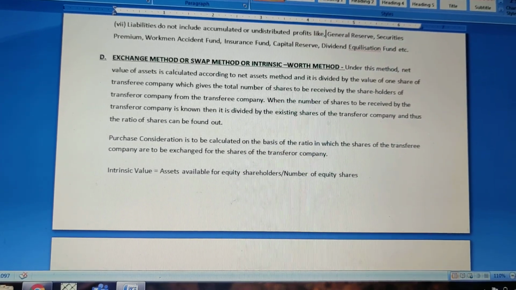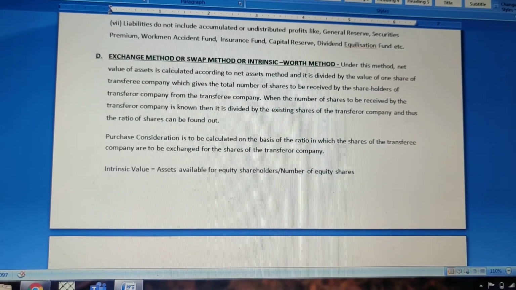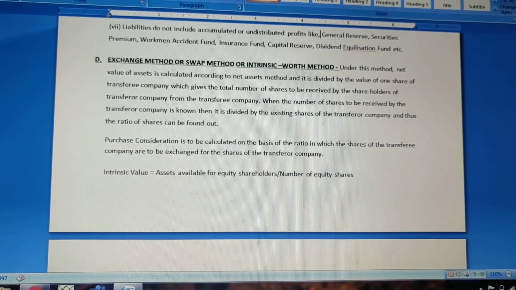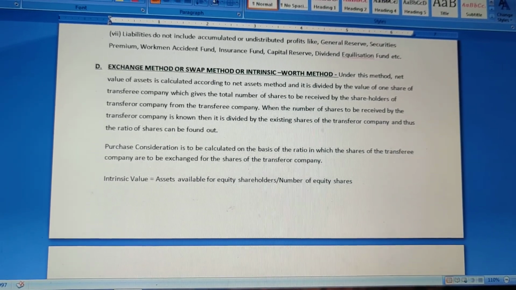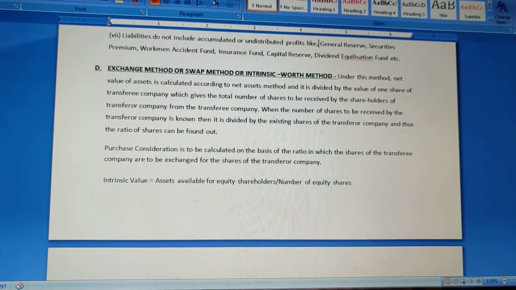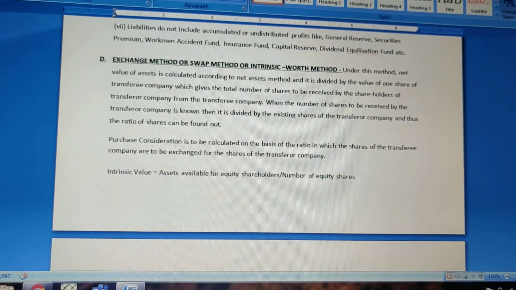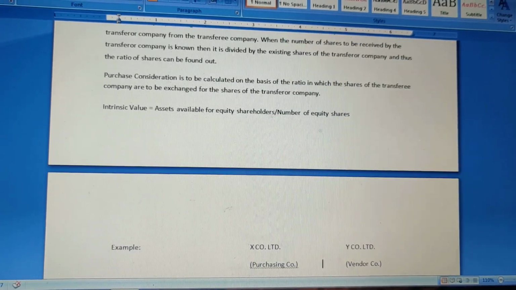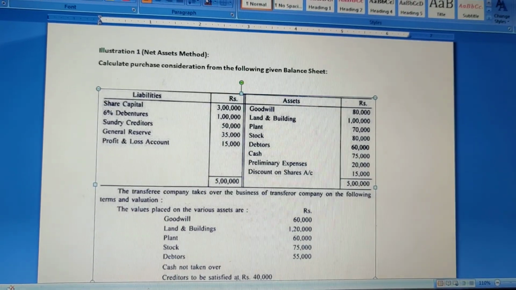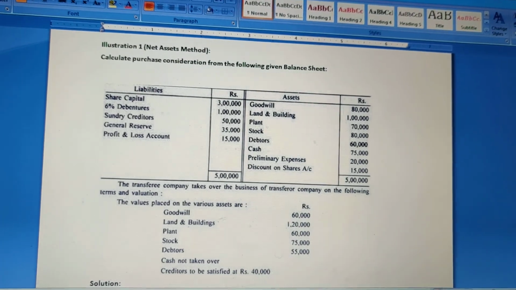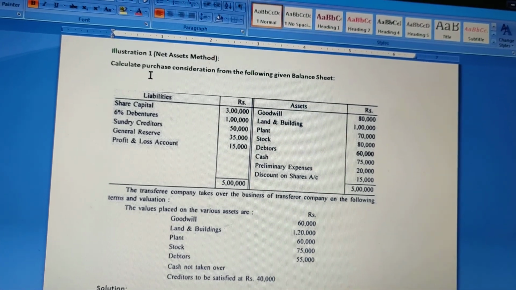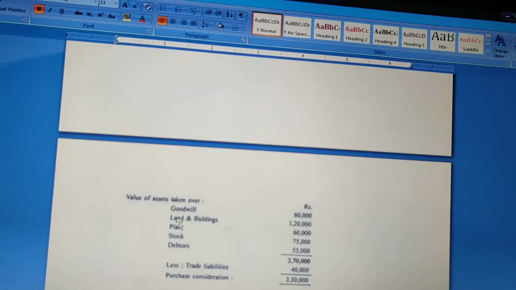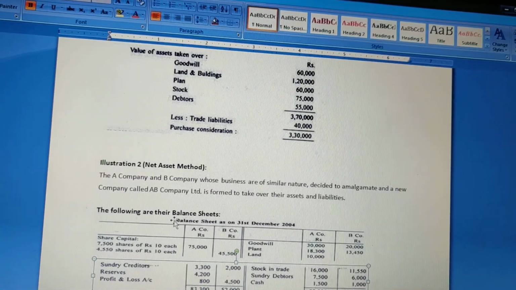So what will the intrinsic value be here? Assets available for the equity shareholders, that means the net assets divided by the number of equity shares of each company. Then you will calculate your intrinsic worth for 1 share, and then the ratio, how many shares the transferee company will give to the transferor company. Clear? So that was all the methods of calculating purchase consideration, and in the next video we will do the practical questions. We will calculate the purchase consideration by the net assets method in the next video.